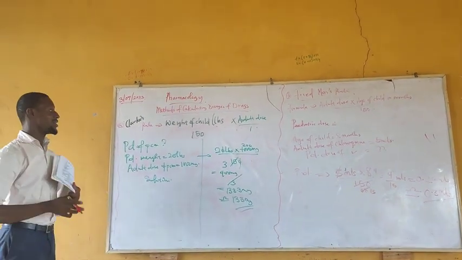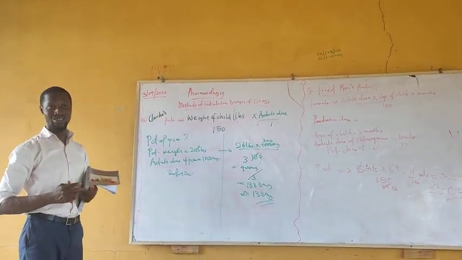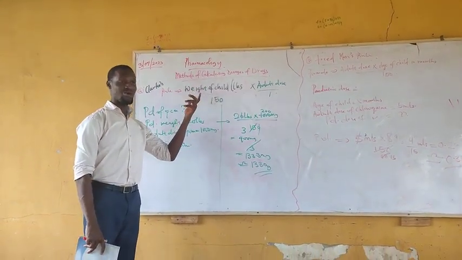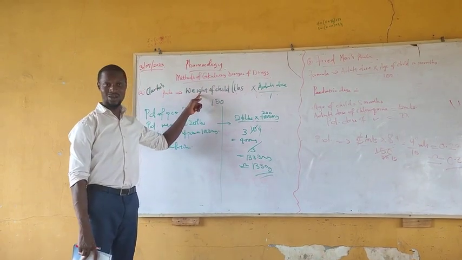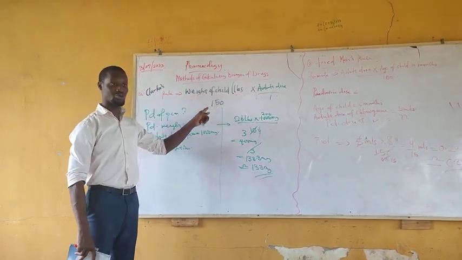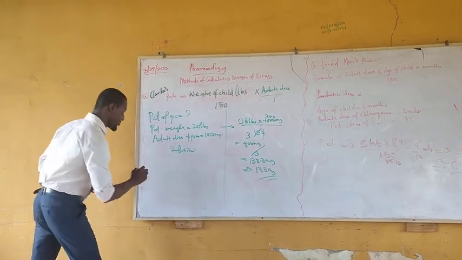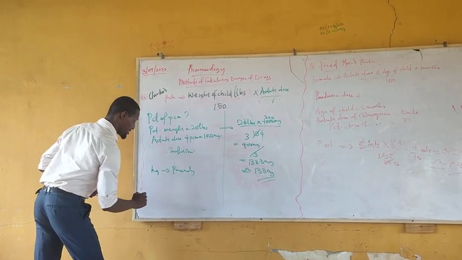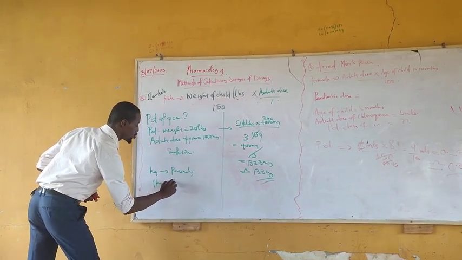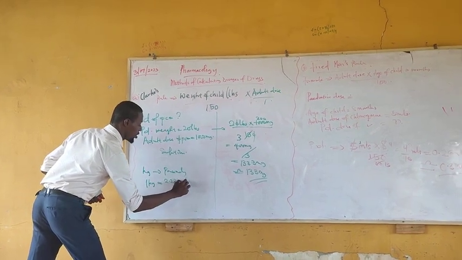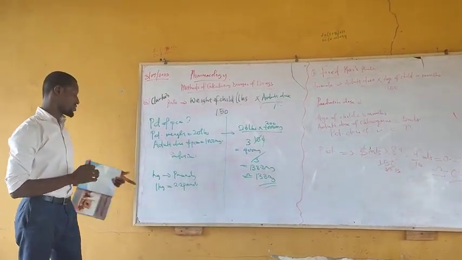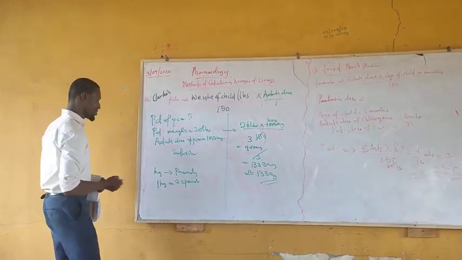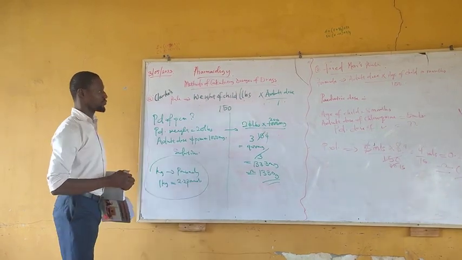Now with this formula, the weight of the child will be in pounds. If we give you the weight in kilograms, you are going to convert it from kilograms to pounds. What's that conversion again? 1 kilogram equals what? 2.2 pounds. Or 450 grams equals 1 pound. But let's use this: 1 kilogram equals 2.2 pounds.